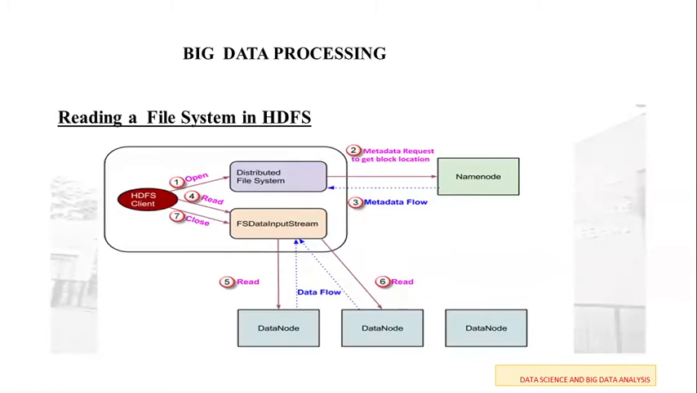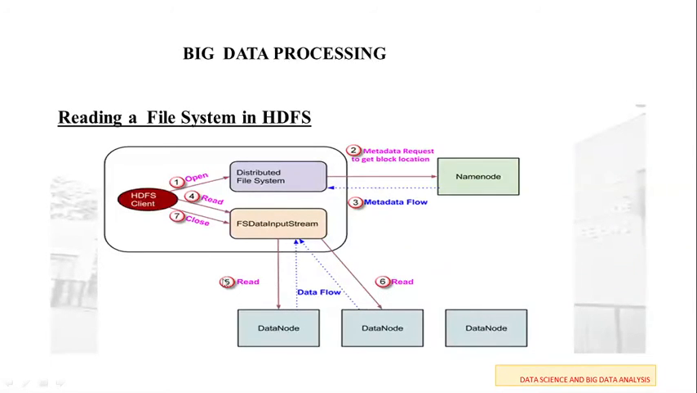In the fourth step, the client invokes the read method, which causes the DFSInputStream to establish connections with the first data node for the first block of the file. Because of this, it will set up the connection to the data node.